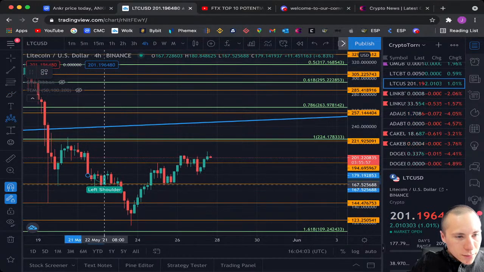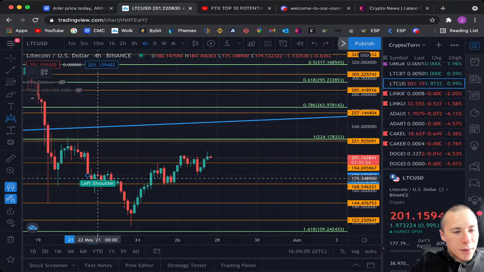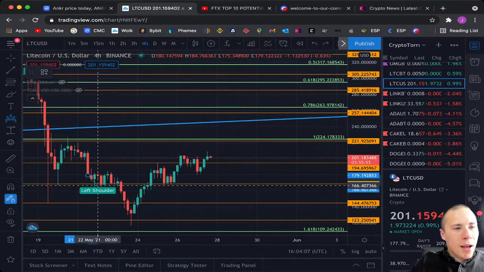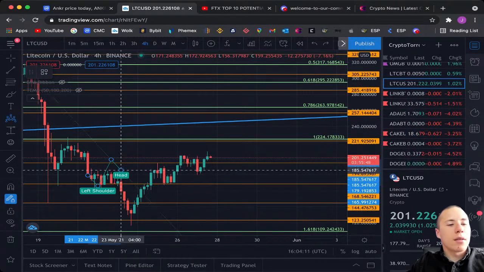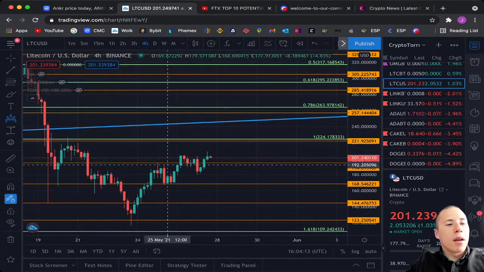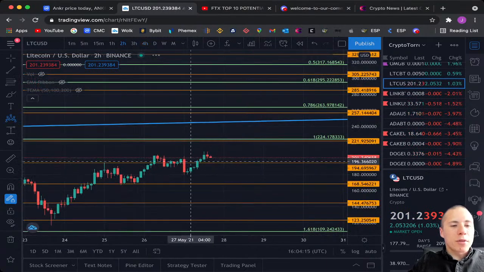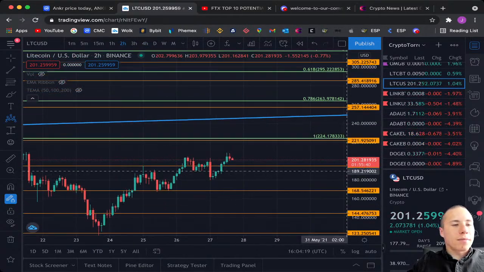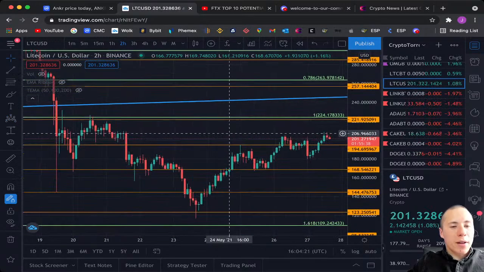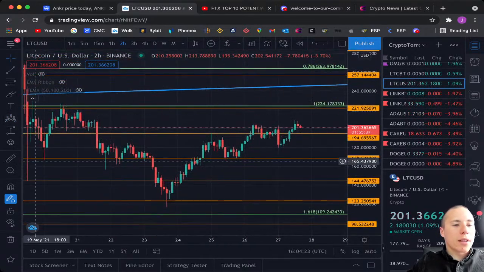So let's take a look. It is just a really small inverse head and shoulders. I will be heading towards the 2 hourly time frame to give you a better look at this inverse head and shoulders pattern and what you are seeing over here on the Litecoin chart.